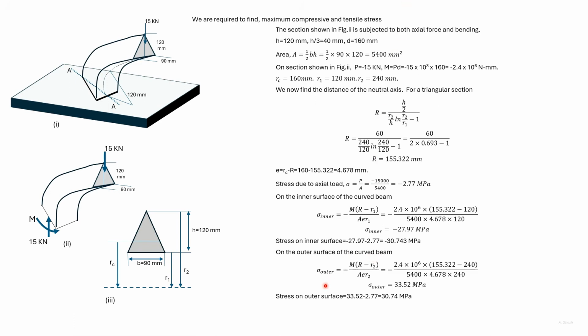Similarly, we found the stress on the outer surface. We substitute R2 in the equation, and here capital R minus R2 is negative. The stress on the outer surface we get is positive due to the moment. The stress due to the axial load was negative, so the net stress on the outer surface is lesser than the stress due to the moment only.